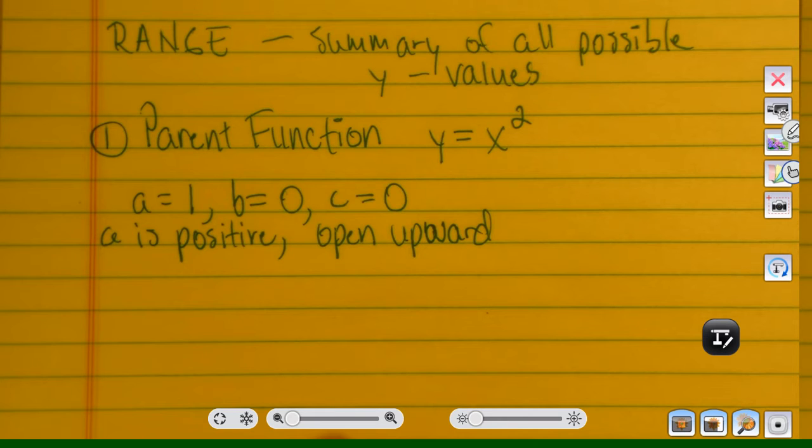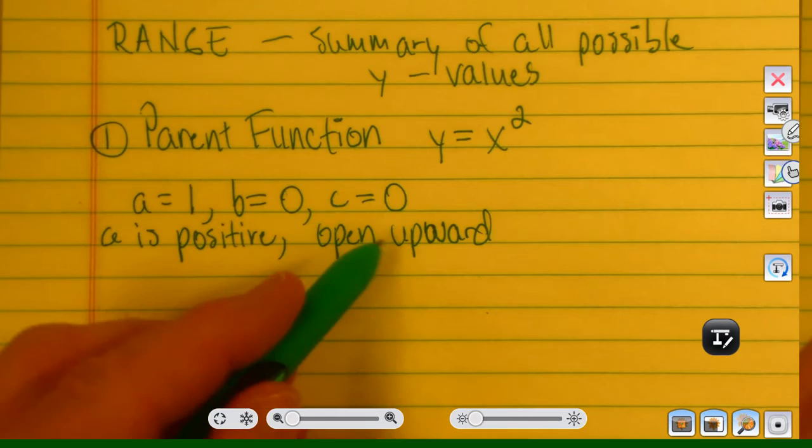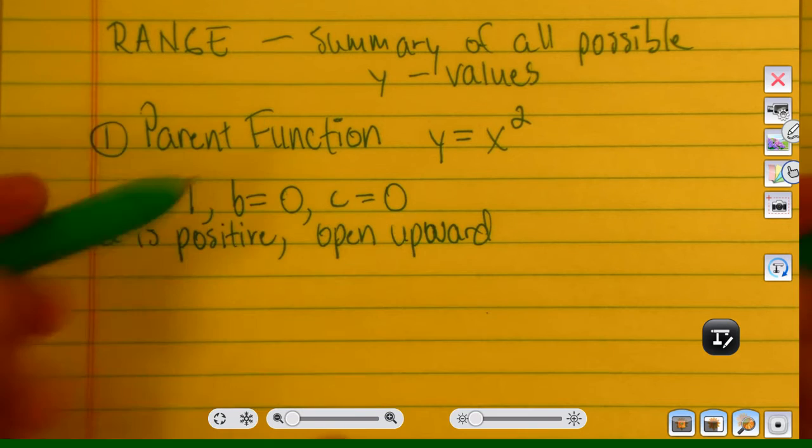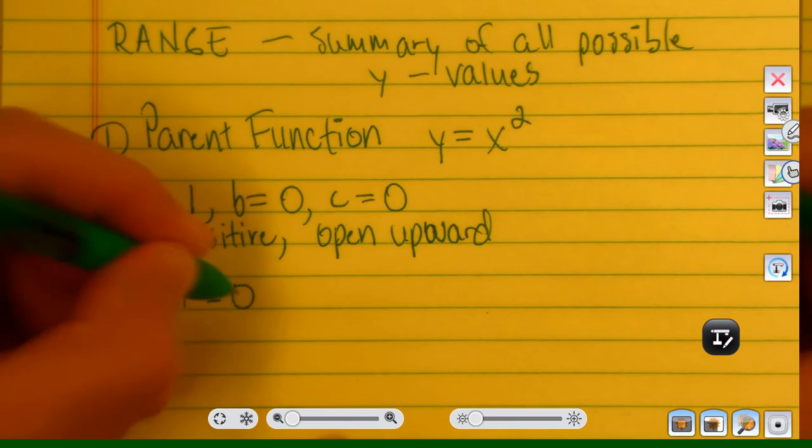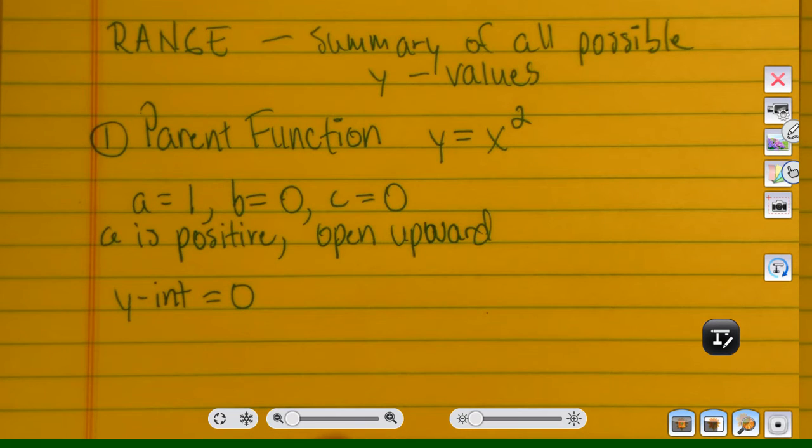And the y-intercept then is, since c is 0, my y-intercept is equal to 0. In other words, it'll touch or cross the y-axis at 0.